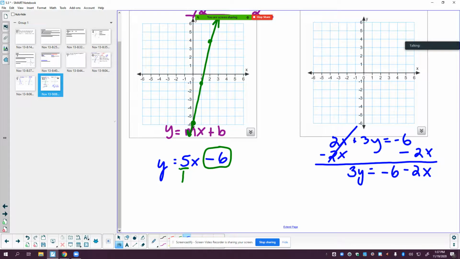Then if I want to get rid of this 3 in front of y, right now I'm multiplying by 3. So I'm going to have to divide everything by 3: here, here, and here. Everything has to stay balanced, so everything gets divided by 3. If I cancel that out, y equals, now -6/3, that's -2. -2x/3, that's just -2/3x.